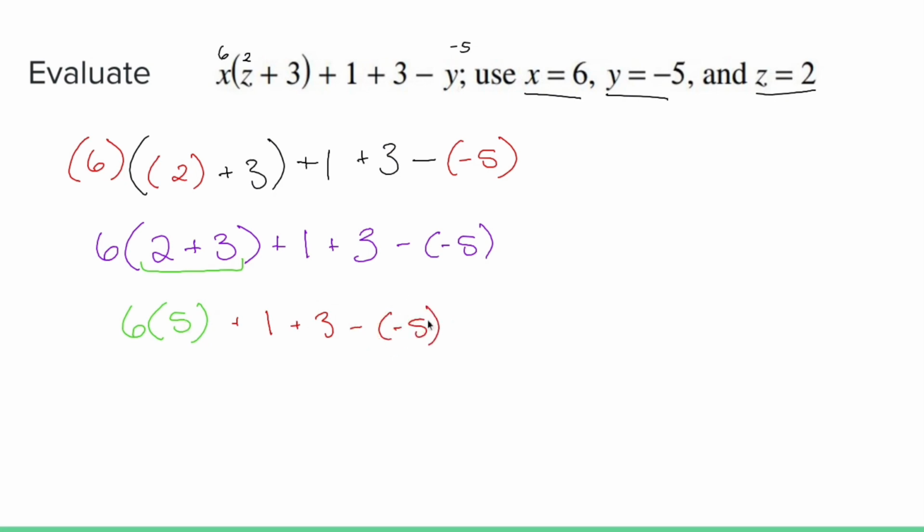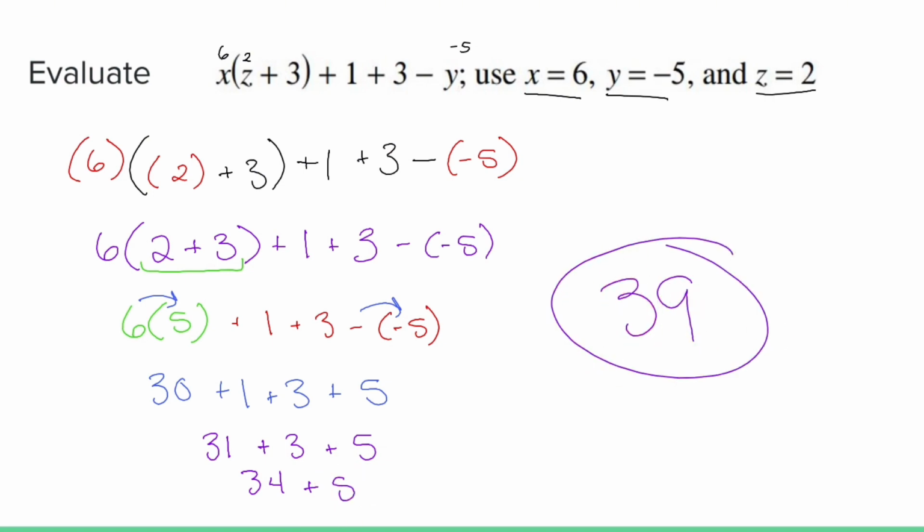Then you deal with exponents. I don't have any exponents. Then you deal with multiplying, dividing left to right. So this is a multiplication problem. You become 30. So 30 plus 1 plus 3. And you know what? A double negative is technically a multiplication problem. So plus 5. Once you're done the multiplying, dividing portion of the problem, you add left to right. So 31 plus 3 plus 5 is 34 plus 5, and at the end of the day, you get 39.